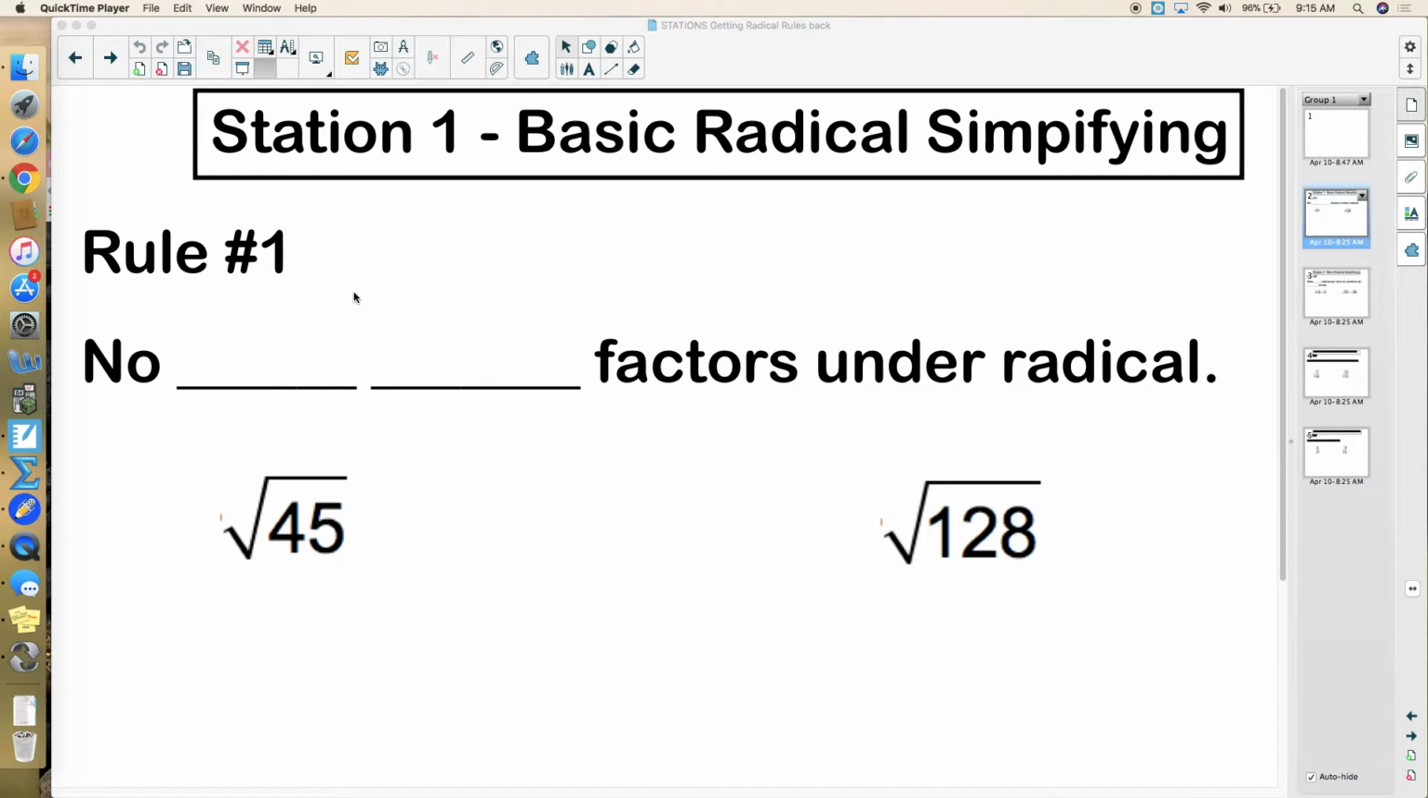This is the station number 1 video. This is to go over those exponent rules, get them back.